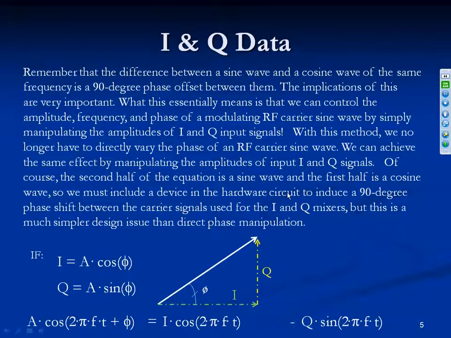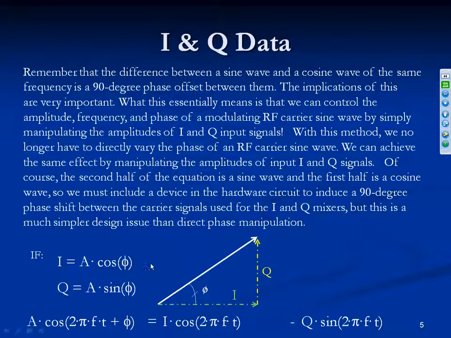So remember that the difference between a sine wave and a cosine wave of the same frequency is a 90-degree phase offset between them. So the implications of this are very important. What this essentially means is that we can control the amplitude, frequency, and phase of a modulating RF carrier sine wave by simply manipulating the amplitudes of the I and Q inputs. With this method, we no longer have to directly vary the phase of an RF carrier sine wave. We can achieve the same effect by manipulating the amplitudes of the input I and Q signals.